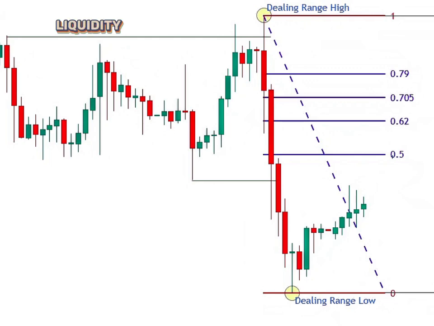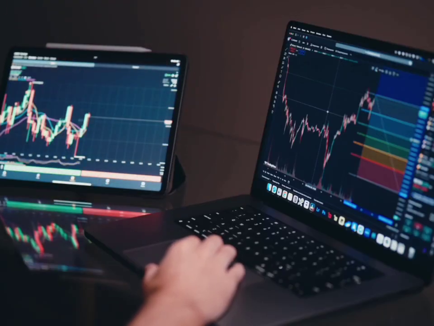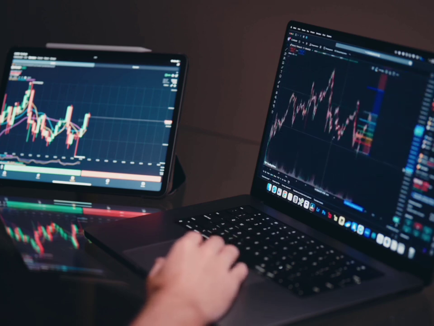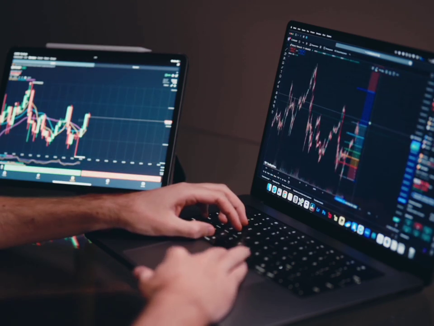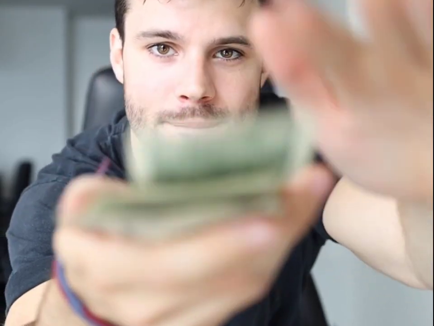And let's not forget the infamous order blocks. Sure, they look a lot like supply and demand zones, but ICT's focus on precision and mitigation adds a whole new layer. So, is ICT plagiarized? Maybe. But does it make you look at the market differently? Absolutely. And that's the real question. Does it work? Because at the end of the day, it's not about who came up with the idea. It's about who's actually making money with it. The truth is, trading is all about finding what works for you.